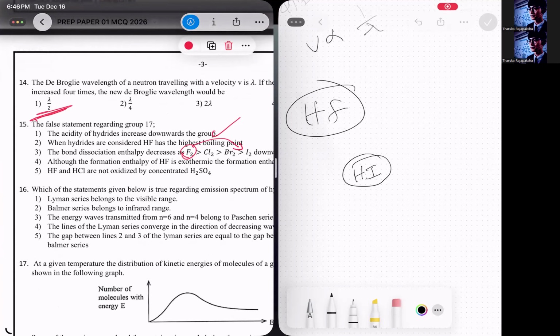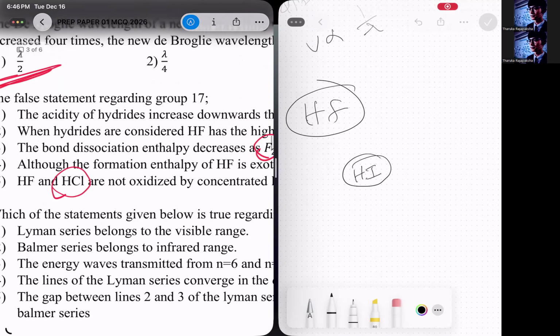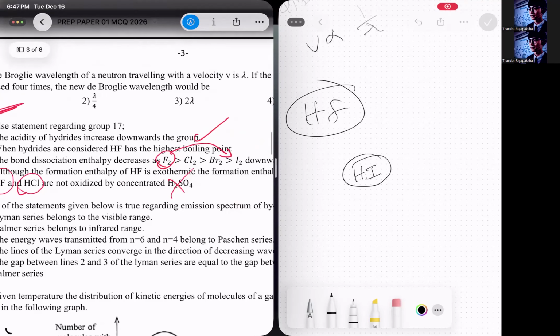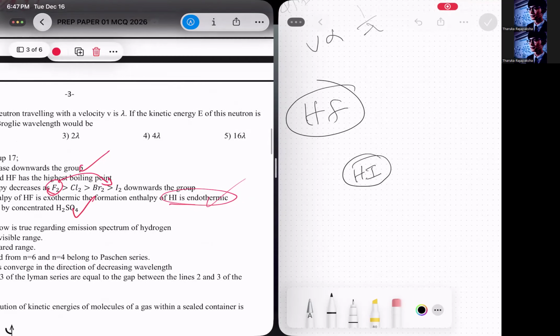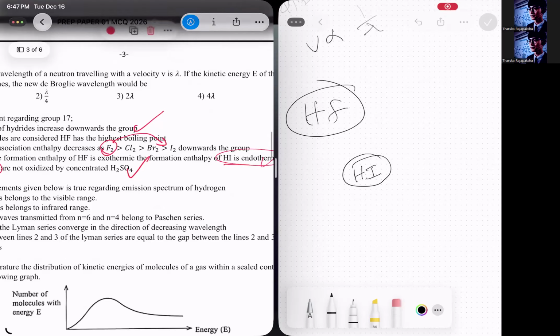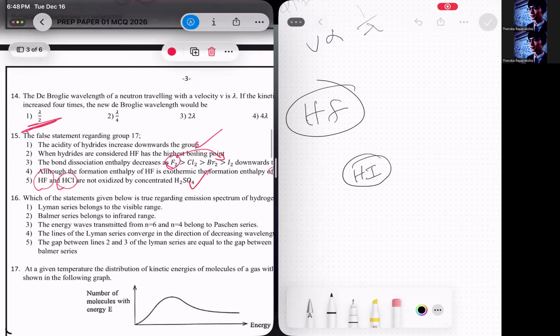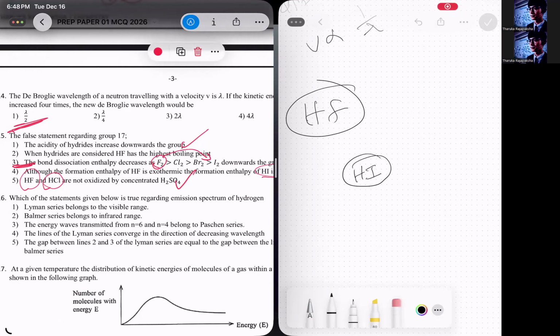Fifth one, HF and HCl are not oxidized by concentrated H2SO4. Now HCl cannot be oxidized. HF also cannot be oxidized, because F minus and Cl minus you can't oxidize easily. Right. So no, that's correct. So people, this one is answer number 3.